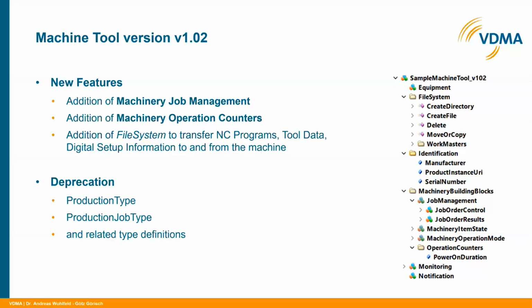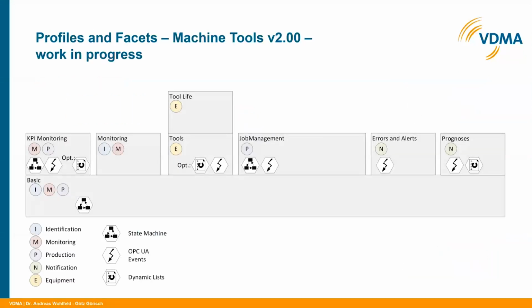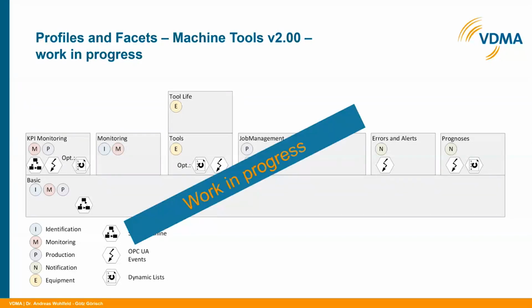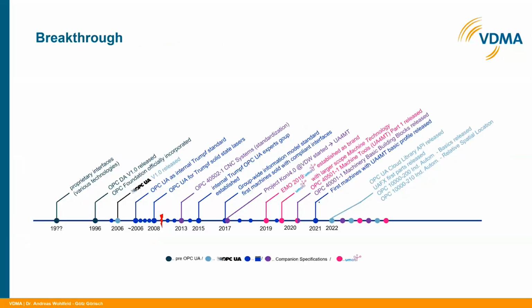And as I said, we deprecated production type, production job type, and related type definitions. For details, please have a look in the release candidate, which is out for publication, for review. And we are currently working on the facets which we might have for an upcoming version 2.0. You see in the middle, we will replace production and production plan with a job management facet, but this is, yeah, work in progress.